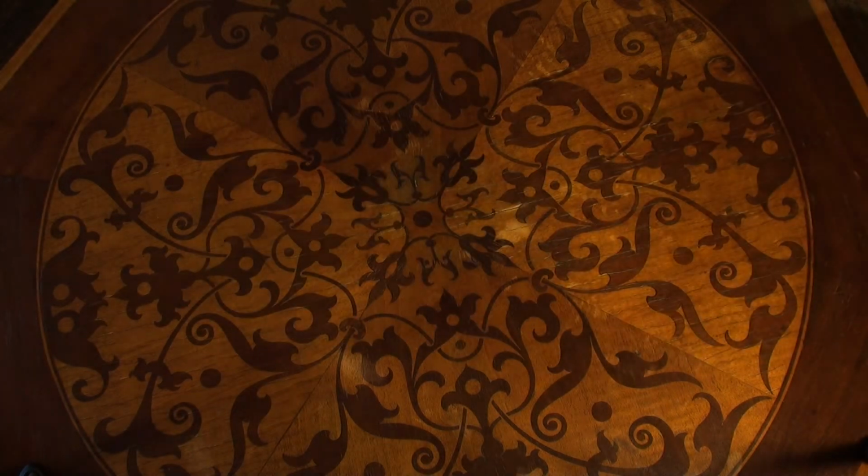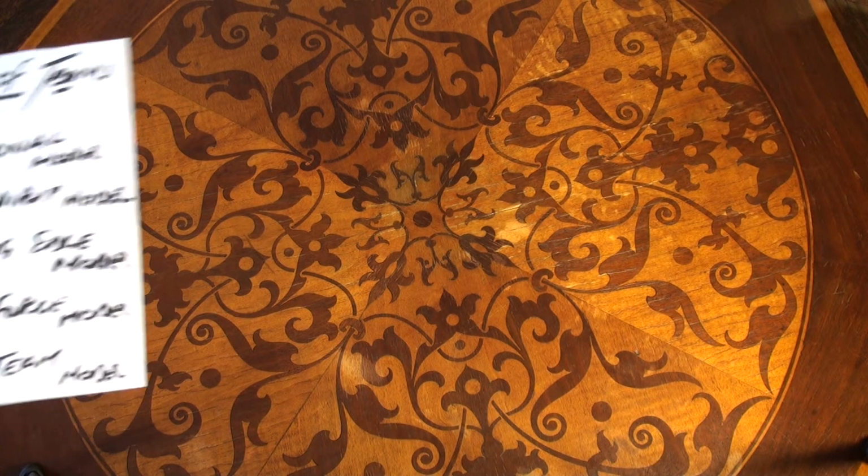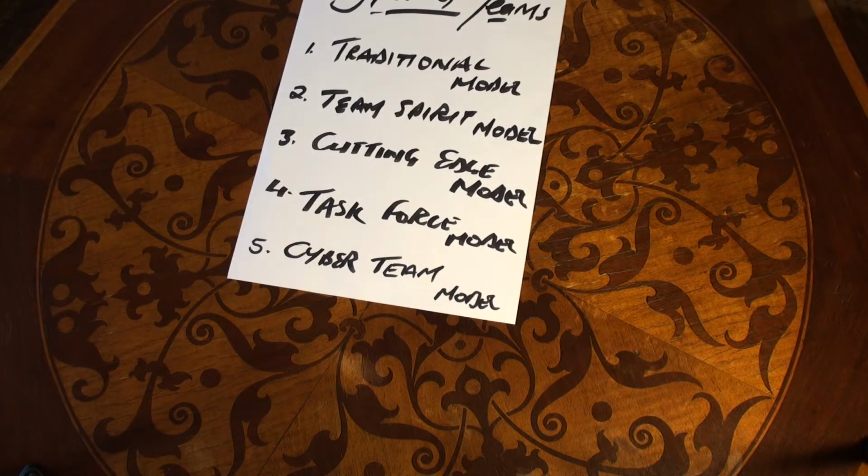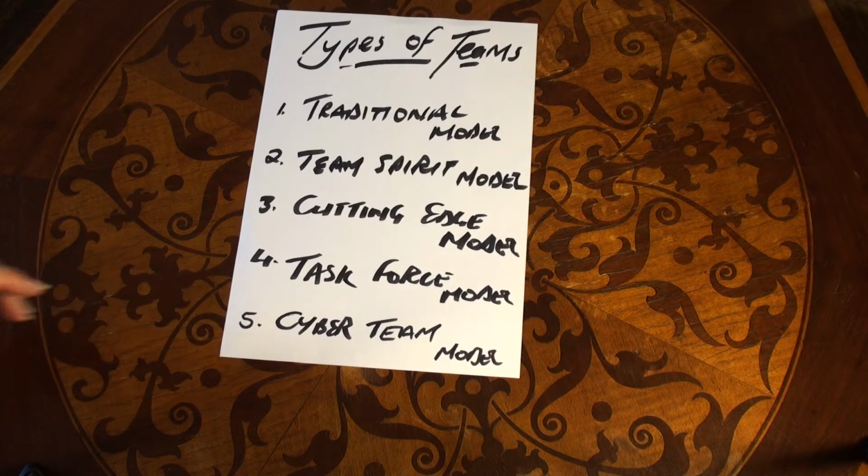So by way of summary, the types of teams we have are the traditional model, the team spirit model, the cutting edge model, the task force model, and the cyber team model.